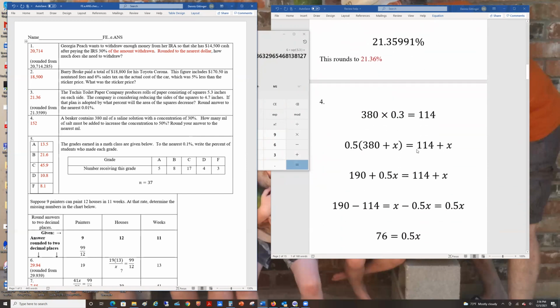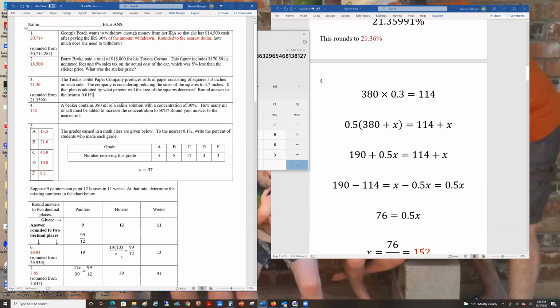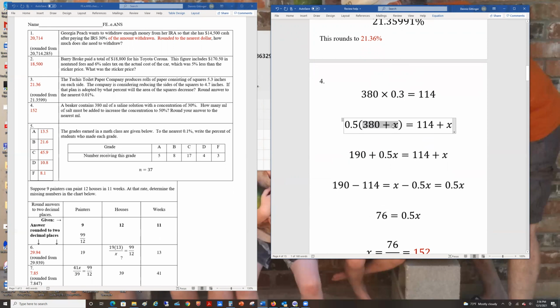Number 4, also kind of tricky, very tricky indeed. This beaker, it's a large beaker, it's not full, but it has 380 milliliters of saline, which means salt solution. The concentration is 30%, meaning 30% of that solution is salt. So 380 times 30% changed to a decimal is 114 milliliters of salt. What I want to do is take that water and salt and add some more salt to it.